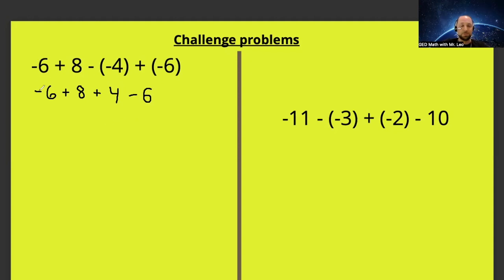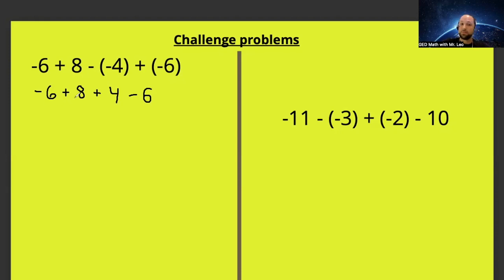Notice the first two numbers, we kept them the same. This 4, we simplified the double negative to make a plus. The 6, we simplified the plus minus to be just a minus. Now we've got them nice and simplified. We're going to go left to right, piece by piece. Start right here, negative 6 plus 8. Just these two numbers.